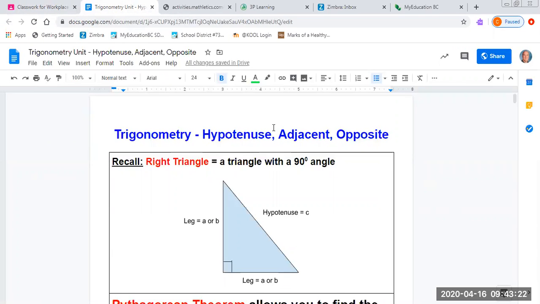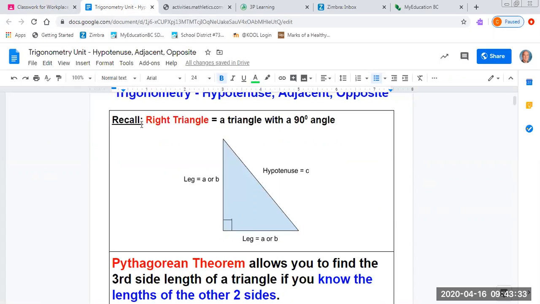So in trigonometry, we started off by talking about Pythagoras' theorem. And Pythagoras' theorem and trigonometry are similar and related to each other in the fact that both of them require you to be working with a right triangle. In other words, a triangle that has a 90-degree angle. And what we remember, hopefully, from this is that in a right triangle, there is a side that is directly opposite the 90-degree angle, which is what we call the hypotenuse.